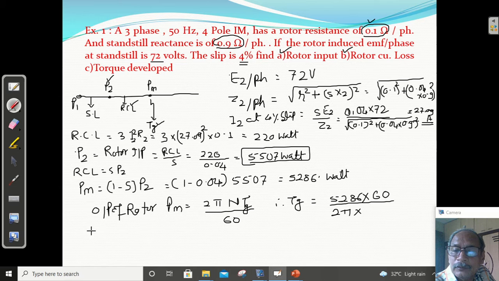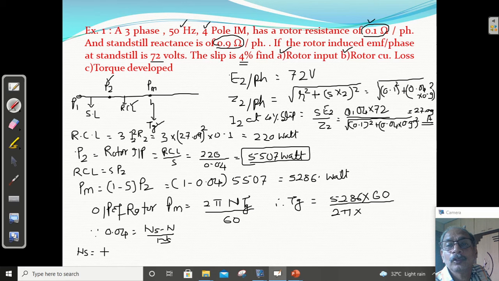Since we know slip S equal to 0.04 equal to Ns minus N upon Ns. We have a 4-pole machine, 50 hertz. So if a 4-pole machine and 50 hertz is there, then Ns equal to 1500 rpm. Ns is known, 1500 rpm. Slip is known, so we will calculate N.